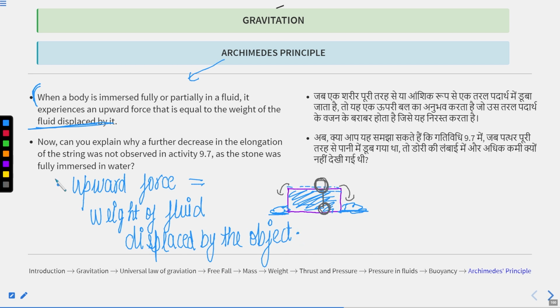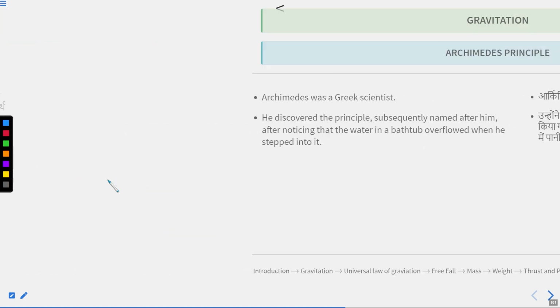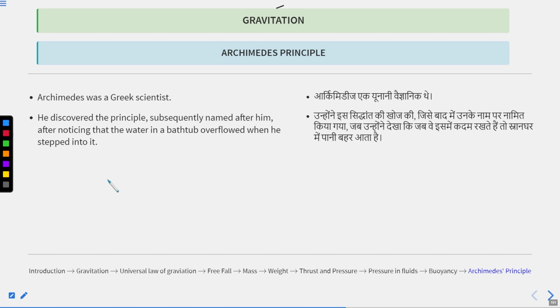Is it clear, class? This statement is Archimedes' principle: the upward force is equal to the weight of the fluid displaced by the object. To understand it further, what will happen if that stone, which we have attached to the elongated string, is fully immersed in water? What will happen with that stone? The upward force which that stone exerts will be equal to the weight of the water that stone has displaced.